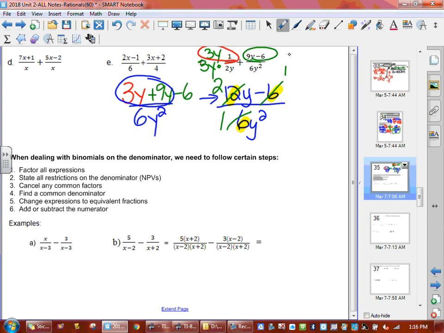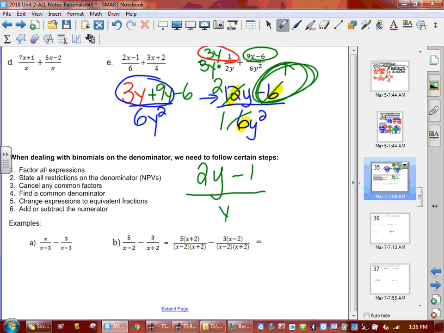A lot of people might forget this part right here. You cannot forget that part. That's super necessary. So our final answer is going to be 2y minus 1 all over y squared. That will be your final answer. Okay? Pardon? No, because the 1 doesn't have a y. All of the top has to have the variables to reduce it. Okay? All right.